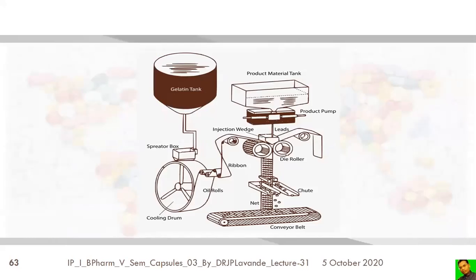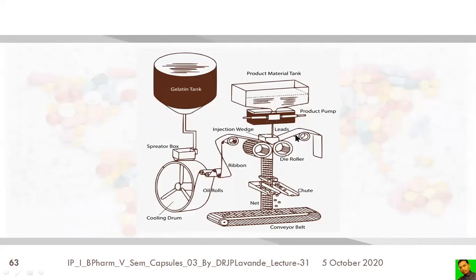Here you can see a schematic representation of the single station rotary die press. There is a gelatin tank which holds the gelatin material, or the gel. It is then passed over onto a cooling drum. There is a spreader which spreads it uniformly across the roller, leading to a process by which a film is produced. This film, called the ribbon, passes over to the injection wedge, which is present between the two rollers. These are the die rollers.